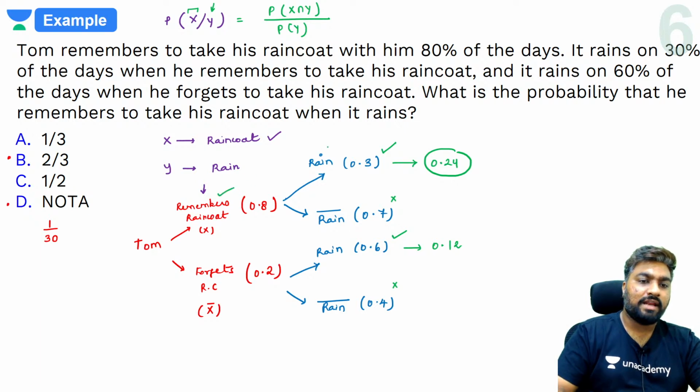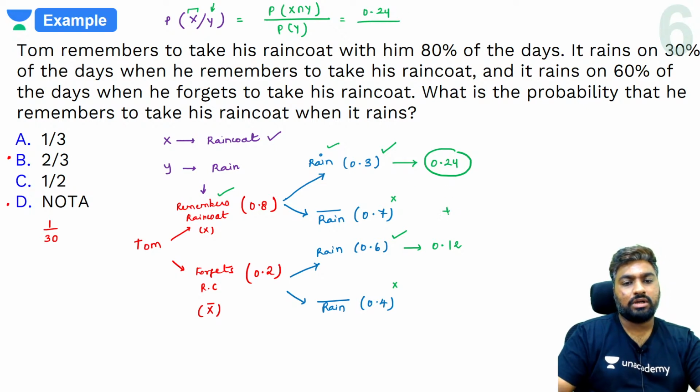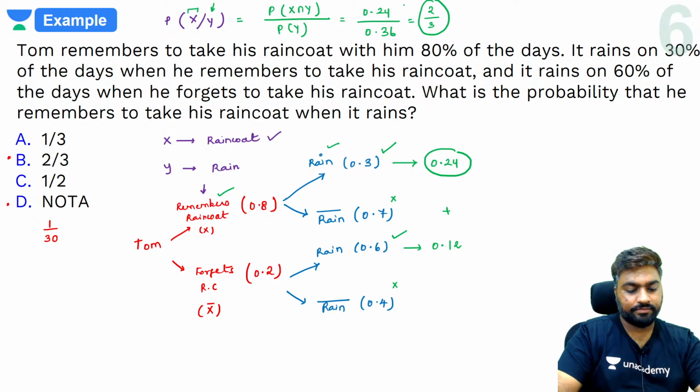Remembers raincoat when it rains, ये क्या हो गया? 0.24 is the numerator upon दोनों का total cases when it rains, 0.24 plus 0.12 is what? 0.36, which is 2/3. आया समझ में ये? Did you guys understand this? Option is B, 2/3.